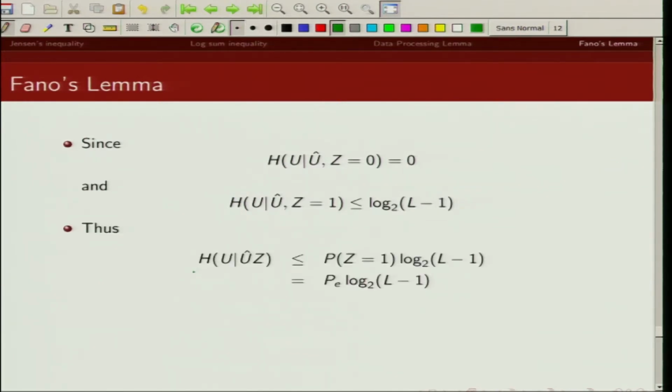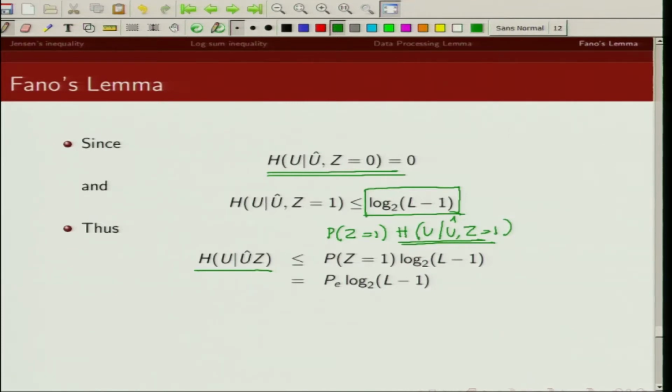So if I plug that in, then the uncertainty in U given Û and Z can be written as probability of Z equal to 1 times the uncertainty in U given Û and Z equal to 1, plus probability of Z equal to 0 times the uncertainty in U given Û and Z equal to 0. Now this uncertainty is 0, so the only term left is probability of Z equal to 1 multiplied by the uncertainty in U given Û and Z equal to 1, and this quantity we just showed is upper bounded by this. So we plug this value in here, and what we get is probability of Z equal to 1, that is basically probability of error, times log of L minus 1. So what we have shown is this quantity is upper bounded by this quantity.